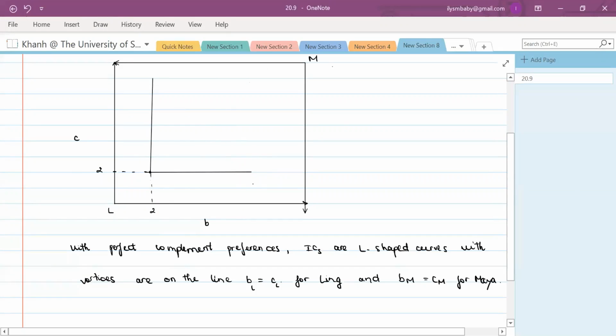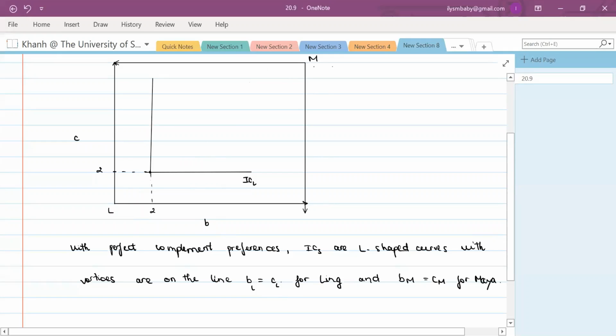So this is the indifference curve for Ling. We try to show that the indifference curve for Maya is going to be touching the indifference curve for Ling at any point where BL equals CL. Every point on the line at which BL equals CL, the two indifference curves for the two consumers are going to touch each other.